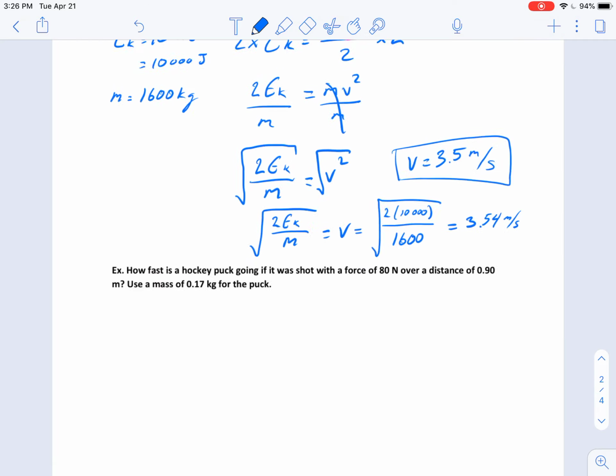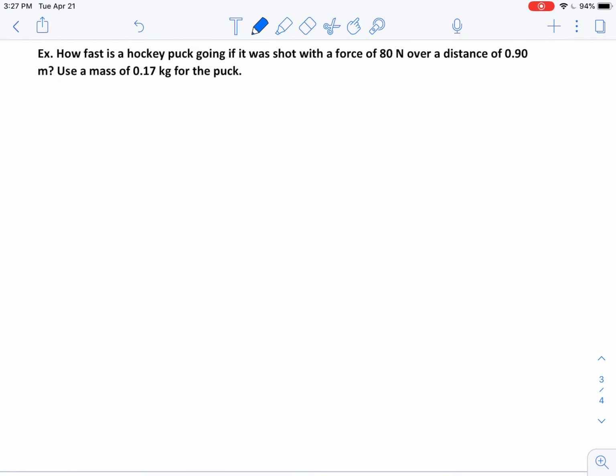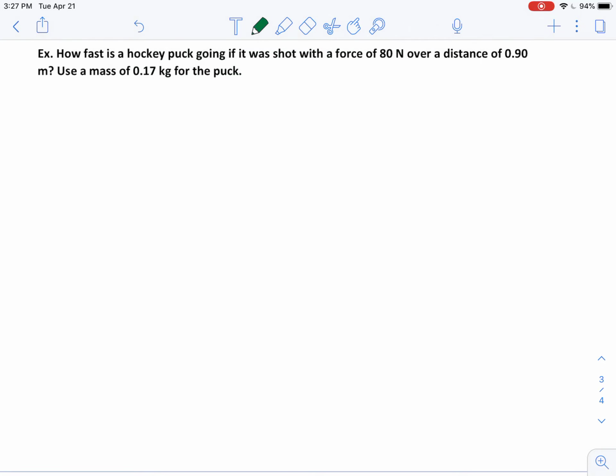Okay, let's try a more challenging one. I'm going to ask you how fast a hockey puck is going if I applied a force of 80 newtons over a distance of 0.9 meters, and the mass of the hockey puck is 0.17. So what I'm going to do here is go through what I have.